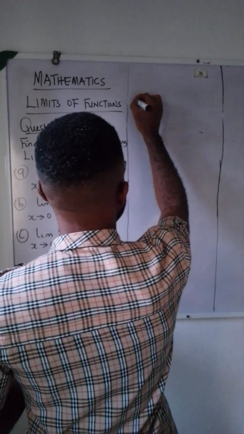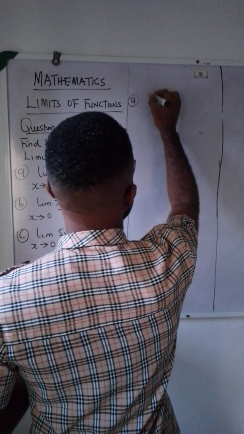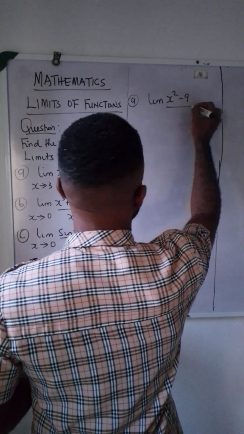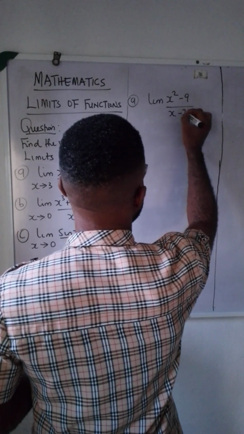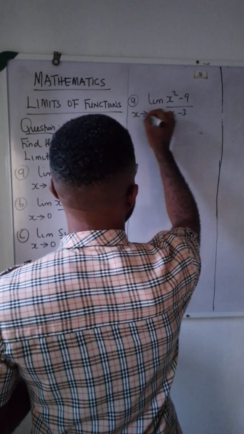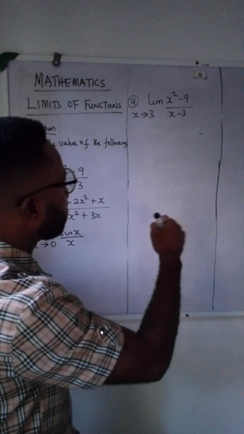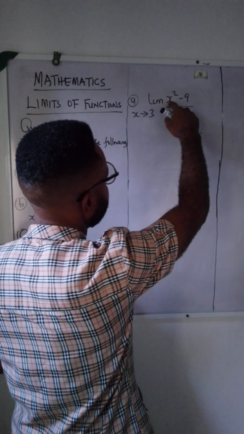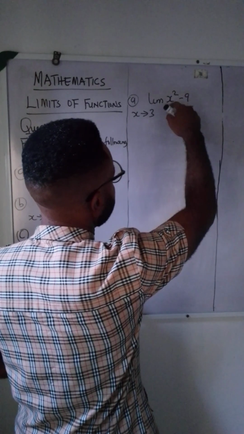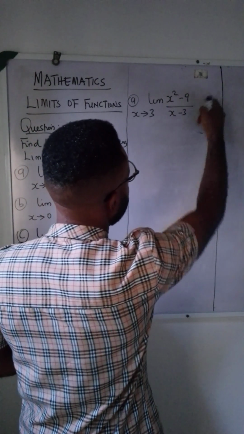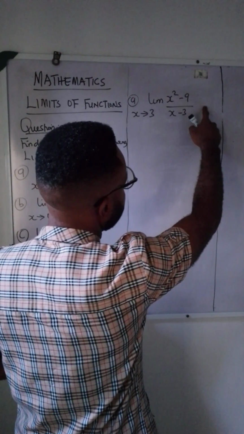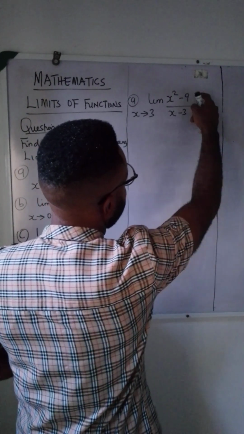So example A, we have the limit of x squared minus 9 all over x minus 3 as x approaches 3. Now if you look at this question, if you bring in the value of 3 here and 3 here, 3 raised to power 2 will give us 9, and 9 minus 9 will be 0. The same thing applies here: 3 minus 3 will still give us 0. So you have 0 over 0.